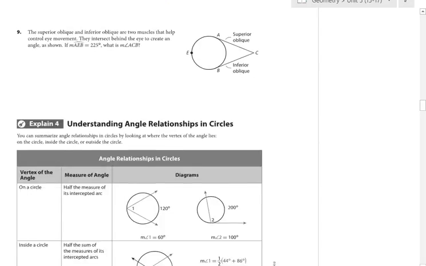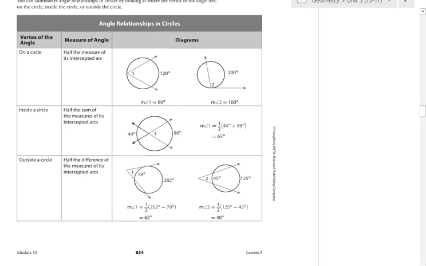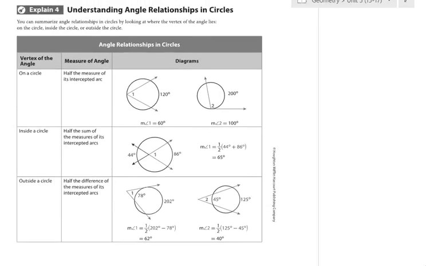Okay, and then all of this stuff is summarized in one table on page 834. So the one we just did, we said that it doesn't matter if it's an inscribed angle or an angle created by a tangent and a chord.